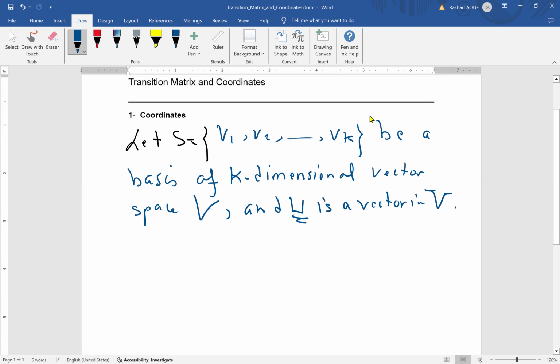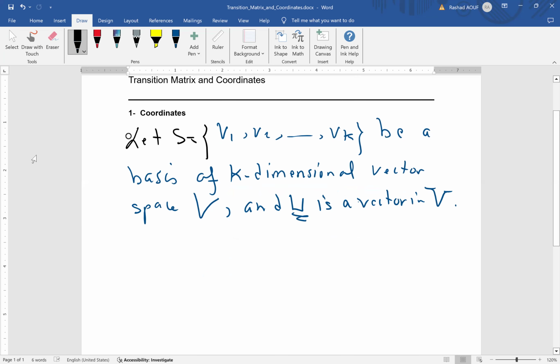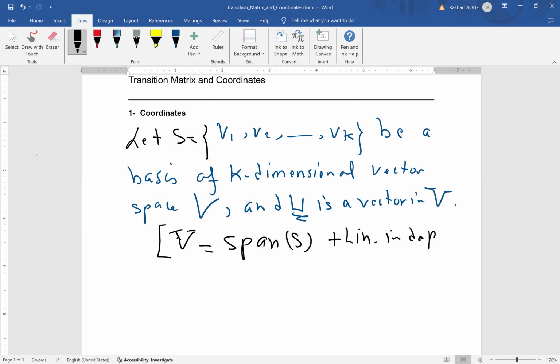So when we say it's a basis, what does it mean that S is the basis for a k-dimensional vector space V? It means V is the span of S, and all the vectors are linearly independent. It also means any vector in V should be a linear combination of V1, V2, ..., Vk.